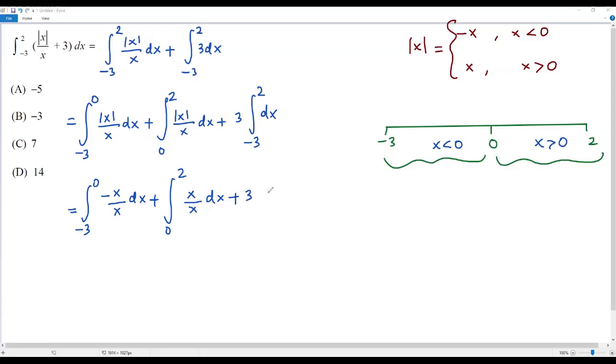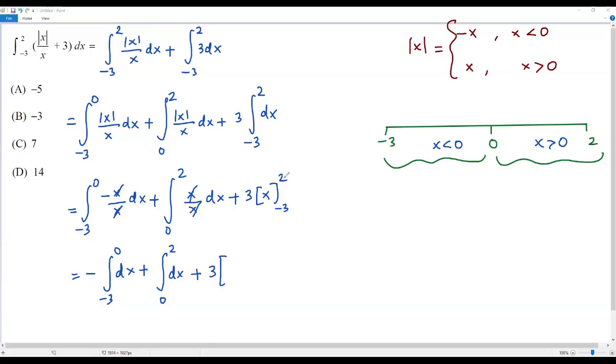Integration of dx is just x, and for this result we have to apply the limits, negative 3 as the lower limit and 2 as the upper limit. Okay, here this x will cancel, we just get 1 over here, and we can move this negative sign out of this integral, then we get a negative integral negative 3 to 0, we get 1 over here, 1 times dx is just dx, plus. So x over x, that is x will cancel, it becomes 1, we get 0 to 2, 1 times dx is dx, plus 3 times.